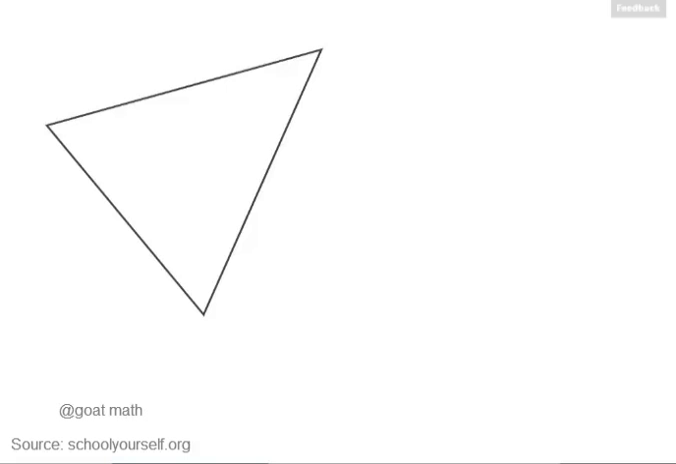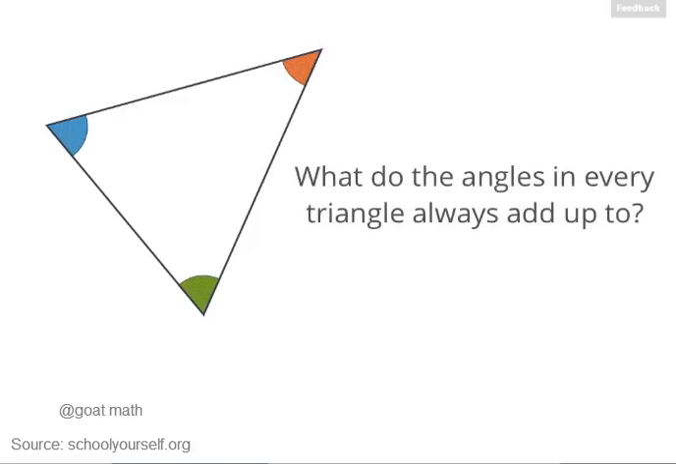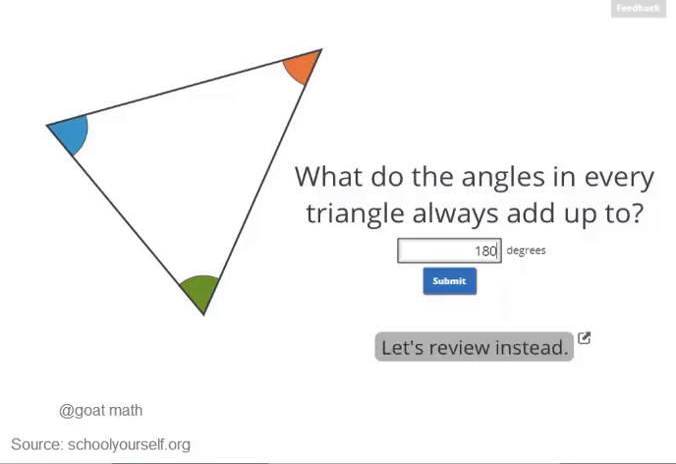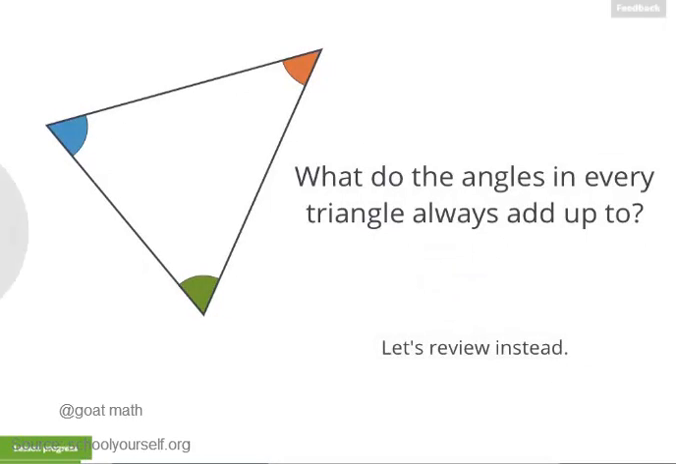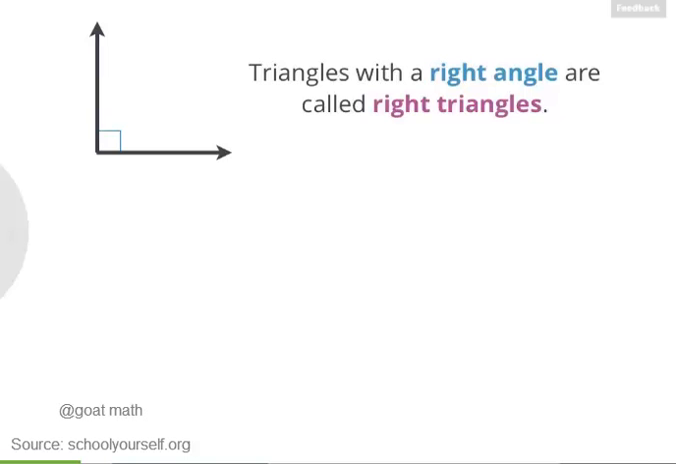Before we get into right, obtuse, and acute triangles, do you remember what the angles in every triangle always add up to? If not, click down here to review. Exactly, the three angles in every triangle always add up to 180 degrees. Now recall that 90-degree angles, like this one here, are also known as right angles, and right angles are often labeled with tiny squares to show that they're exactly 90 degrees. Any triangle with a right angle is also known as a right triangle.